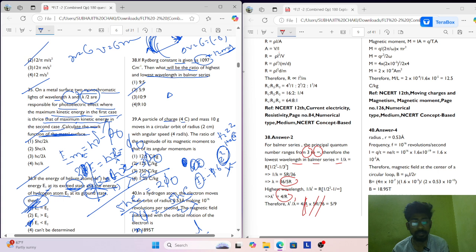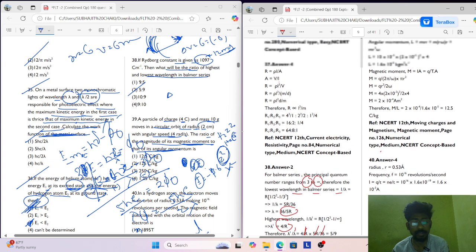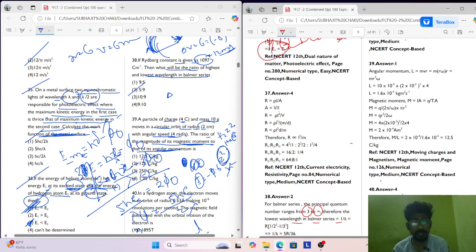A particle of charge 4 coulomb and mass 10 gram moves through an orbital radius of 2 centimeter with the angular speed given. Find the ratio of the magnetic moment to its angular momentum. Angular momentum is what? m v r, m omega r squared, sorry, m r squared omega. Here m is 10 to the power minus 3, converting gram to kilogram, this is r, this is our omega 4. So from this you can calculate L.